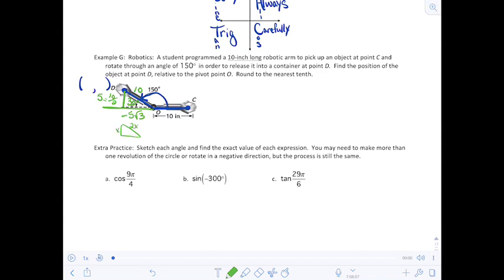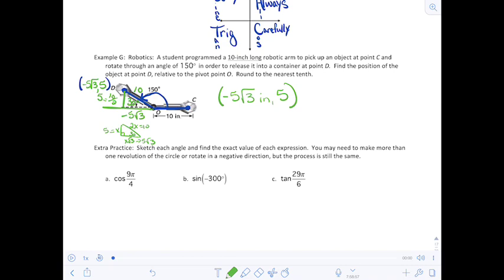This is 2x, x, because this is 30, and this is 90. And then we have x root 3. So if I know that that's 10, then x has to be 5, and this has to be 5 root 3. So my position is negative 5 root 3 and positive 5. I'm not going to round it to the nearest tenth, I'm just going to leave it as that. So the position is negative 5 root 3 inches by 5 inches, and that would be the location.